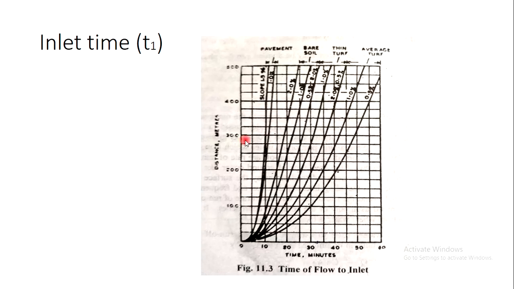For example, the farthest point for the area under consideration is 200 meters in an average turf of 0.5% slope. 200 meters is the farthest point, so we need to refer to this line, and for average turf of 0.5% slope, we need to refer to this line. Where this line touches this line, this is almost 41 minutes. So 41 minutes is the inlet time for this case.